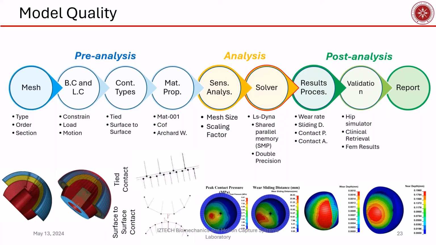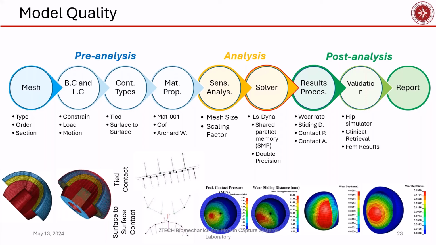After we define the pre-analysis category in our prototypes in finite element, we need to check the sensitivity analysis, such as mesh sensitivity and scaling factor. Sensitivity analysis is used to minimize the effect of mesh size or scaling factor numbers on the result of the finite element method.